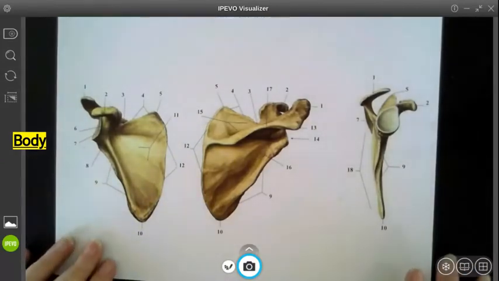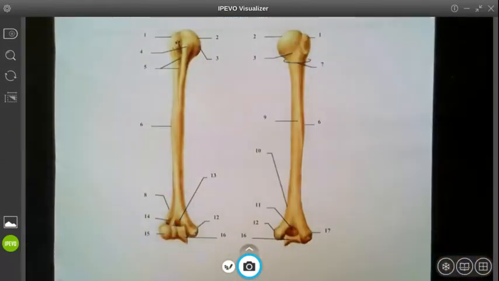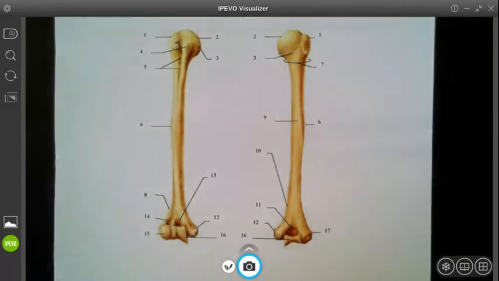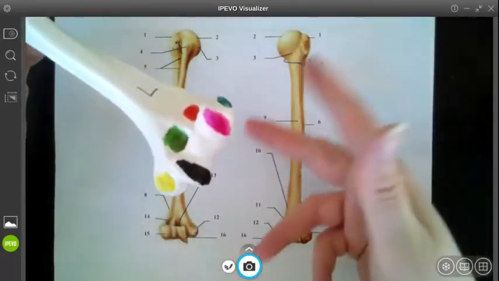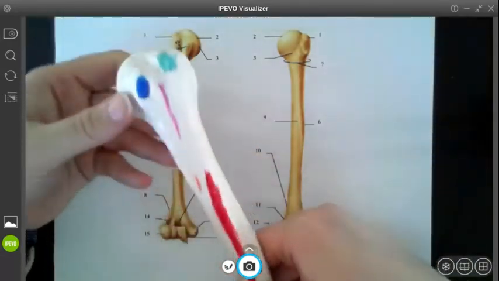So this is the anatomy of the scapula. Now what I'm going to do is go over the anatomy of the arm, so the bones in the arm, and then I'll go over the hand. This is the humerus. The humerus is the upper arm bone. I want to point out the stuff that I have colored on this because that's more of the important stuff.